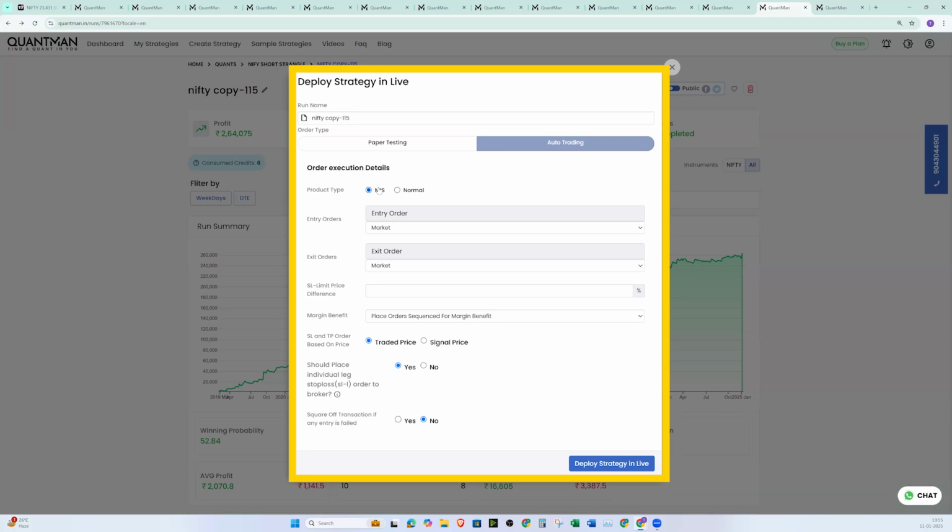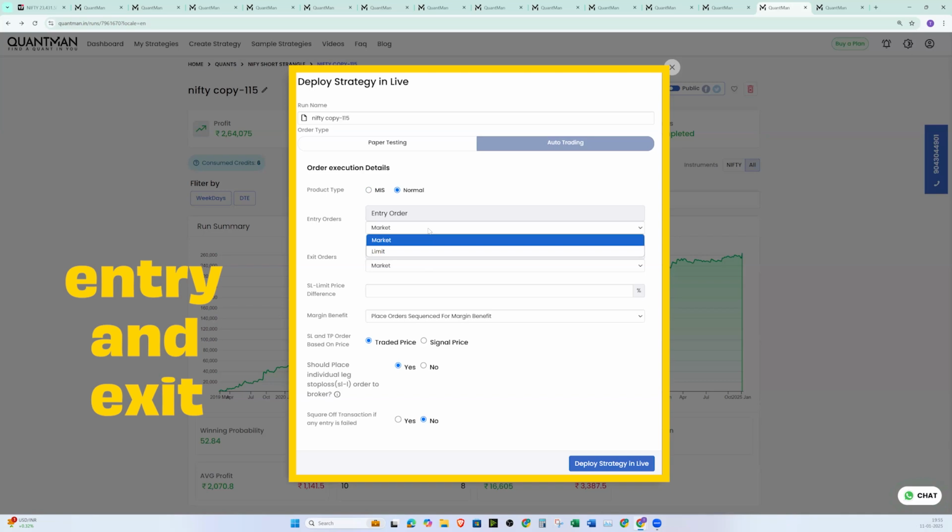When the Quantman exit condition is satisfied around 15:25, Quantman sends the sell signal to your broker account, which takes a reverse order, because this is a sell signal, right? The same strike Quantman shorts, the broker shorts the leg. That's why if you deploy your order as MIS, margin intraday square off, make sure your exit timing is 15:14. Okay. In this strategy, I backtested on 15:25, so I use a normal order for entry and exit.